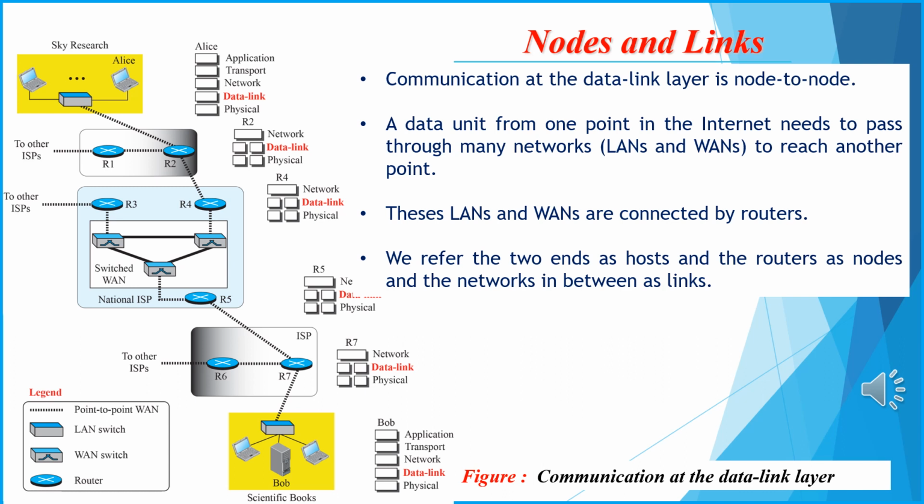In this picture we can see that Alice is sending a message to Bob, who is present at Sky Research, through the network. The data sent by Alice will reach Bob by means of various routers and switches present in this network. Initially, Alice will send a message through the internet service provider, and that will reach the routers R1 and R2 and again R3 and R4, and it will pass through the WAN switch which is connected to the ISP, and finally it will reach the destination, Bob's system.